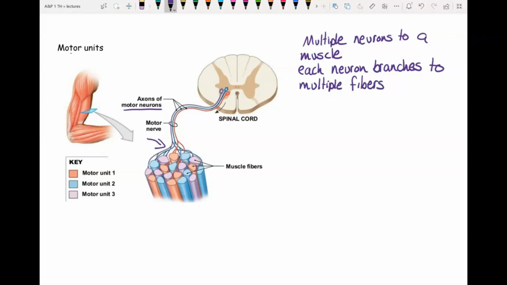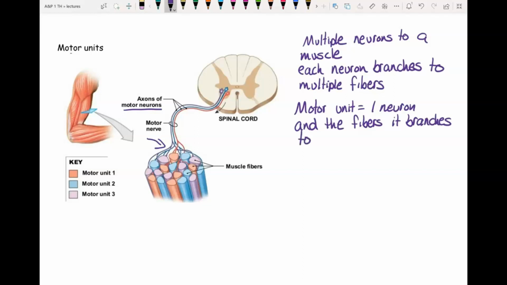A motor unit is one neuron and the fibers it branches to. And whenever that neuron gives a signal, all of the fibers in the motor unit contract.